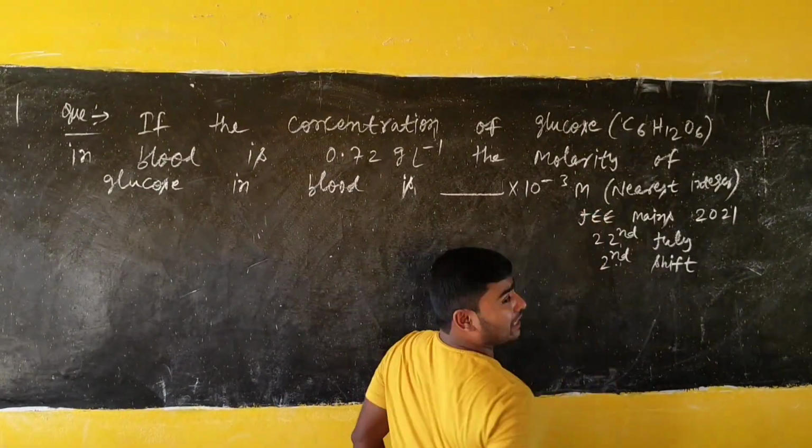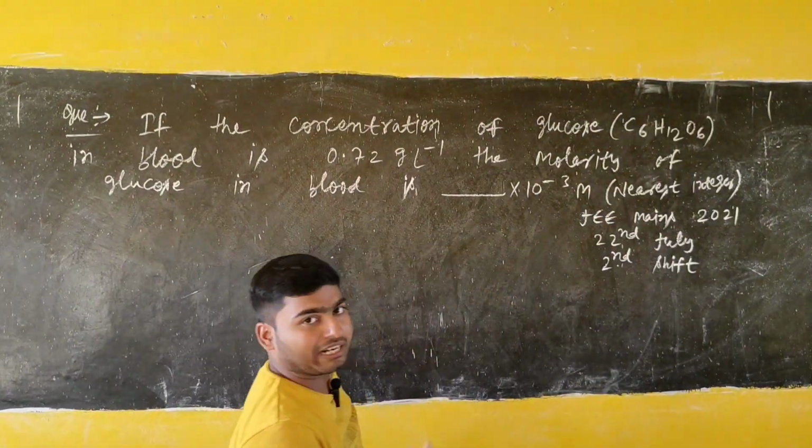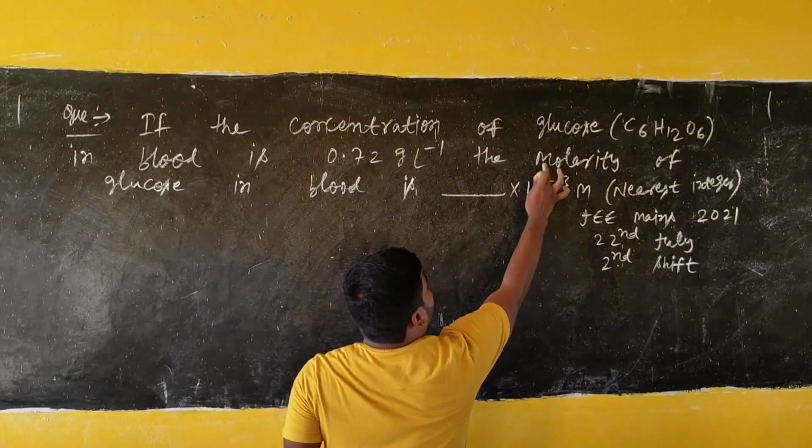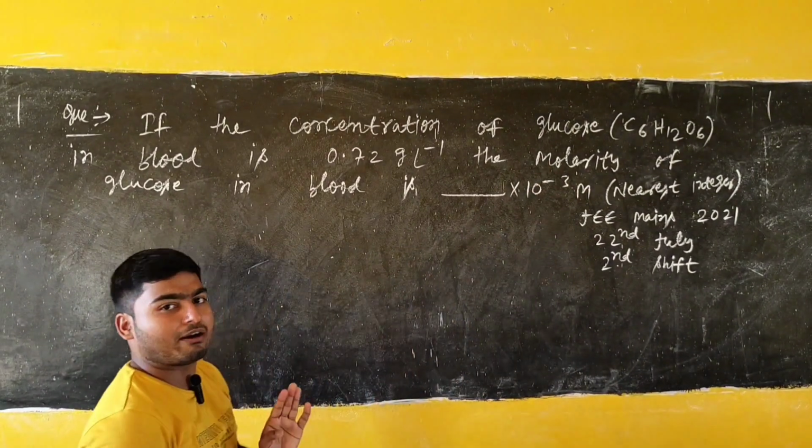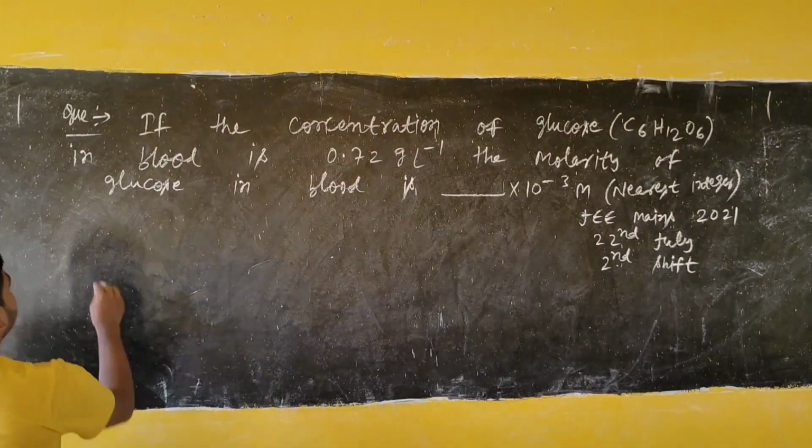Here you can see it's written as capital M. It means that they're asking you molarity. So sometimes here it will be written as molarity, or sometimes they can write concentration. So you have to understand with the help of the symbol. Now let us solve the question.